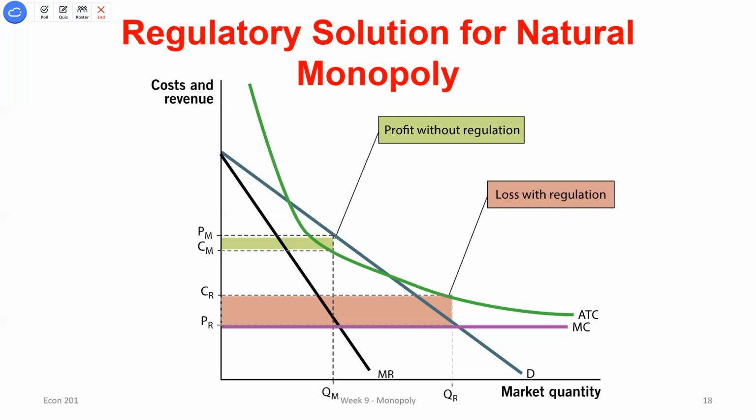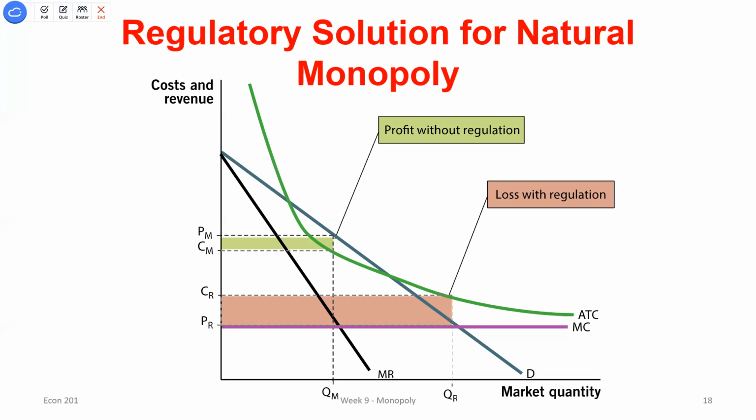If I set the price here, price is still above average total cost, so the monopolist is like, okay, it sucks. The new quantity is out here, deadweight loss is smaller, but at least we're still earning positive profits even after this regulation. Then the government imposes a price ceiling right here. Deadweight loss is smaller now, price is still above average total cost, profits are still positive, so the monopolist won't leave.